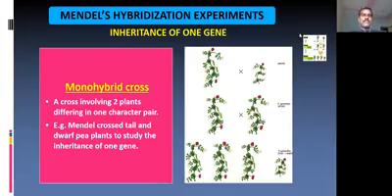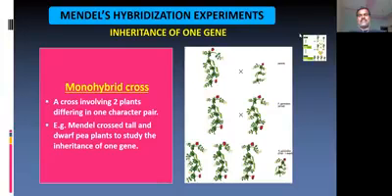The definition of that is a cross involving two plants differing in one character pair. That is called the monohybrid cross experiment. Example: Mendel crossed tall and dwarf plants to study the inheritance of one gene.